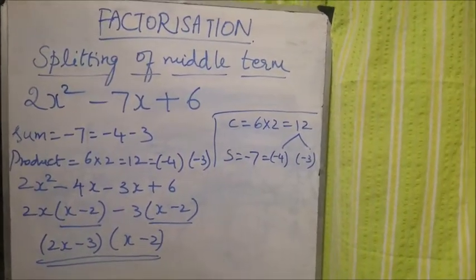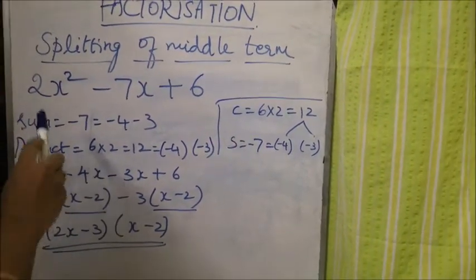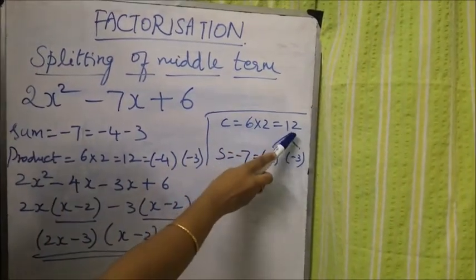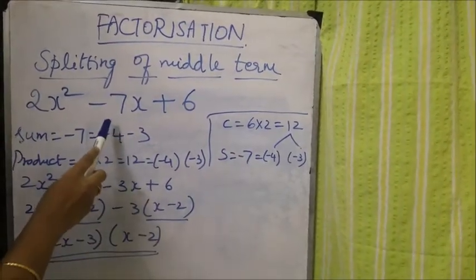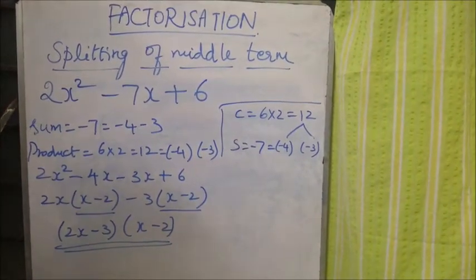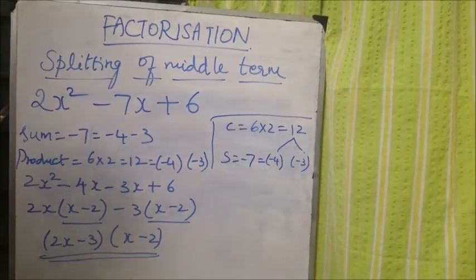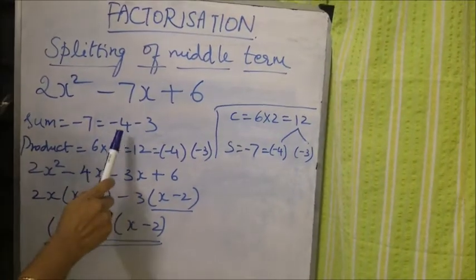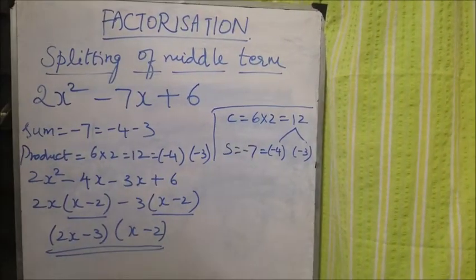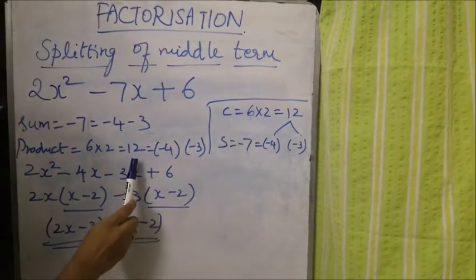Now let us see an example in which x square has a coefficient. So in this case, the product has to be 6 into 2, which is equal to 12, and the sum has to be minus 7. So we have to think of factors in which the sum comes to minus 7 and product comes to 12. So for sum, I am taking minus 4 and minus 3 as the factors for 12. Okay, and for product, minus 4 into minus 3 will fetch me 12.